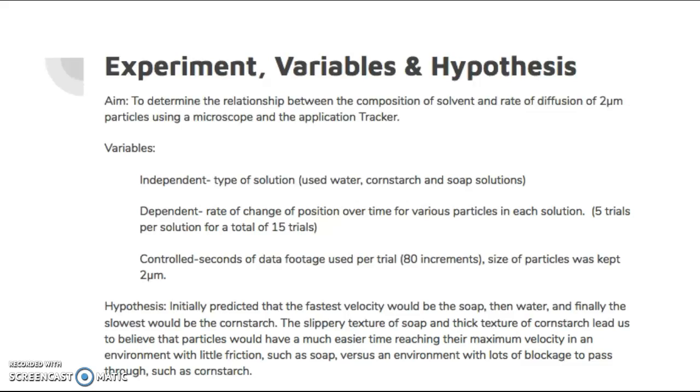Our hypothesis was: we initially predicted that the fastest velocity would be the soap, then the water, and then finally the slowest would be the cornstarch. The slippery texture of soap and the thick texture of cornstarch led us to believe that particles would have a much easier time reaching their maximum velocity in an environment with low friction, such as soap, versus an environment with lots of blockage to pass through, such as cornstarch.